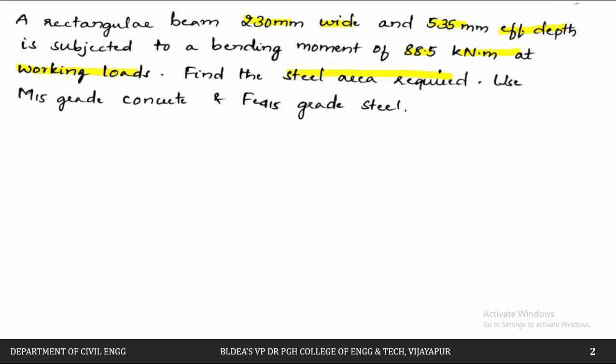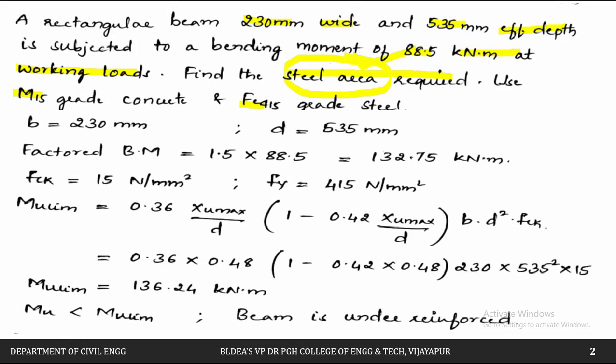So how much area of steel is required, that has to be calculated. The grade of concrete is M15 and Fe415 steel. So let us calculate now. What they have asked is, they have given the bending moment and the size of the beam. We have to calculate how much steel is required.